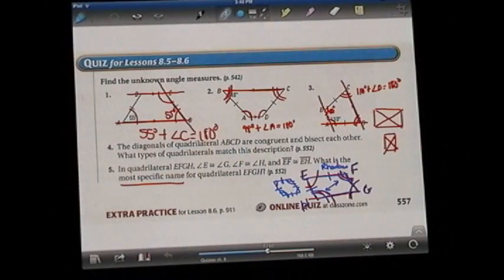So, your answers are, number 1, measure of angle D is 55, B and C are 125. Number 2, measure of angle C is 48, and A and D are 132. And number 3, angle B is 110, angle C and D are 70. Number 4, rectangle and square. And number 5, rhombus.